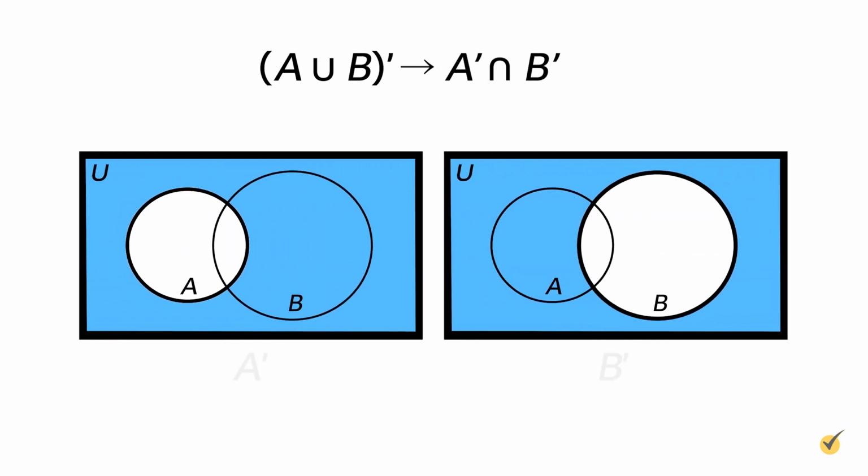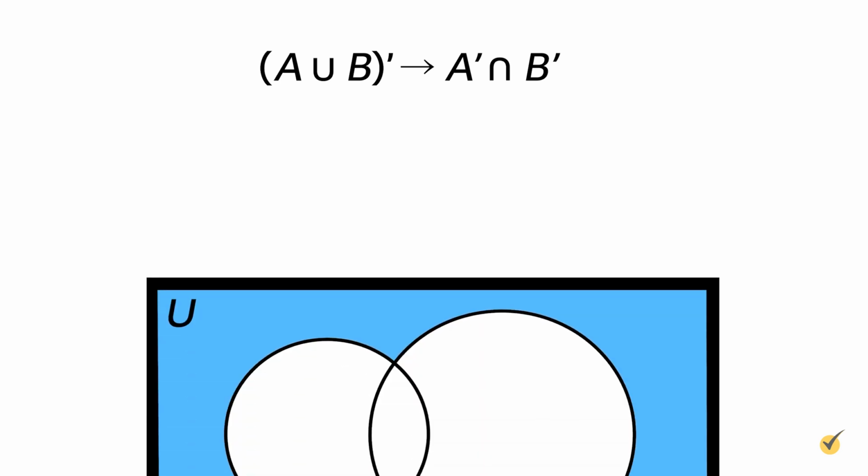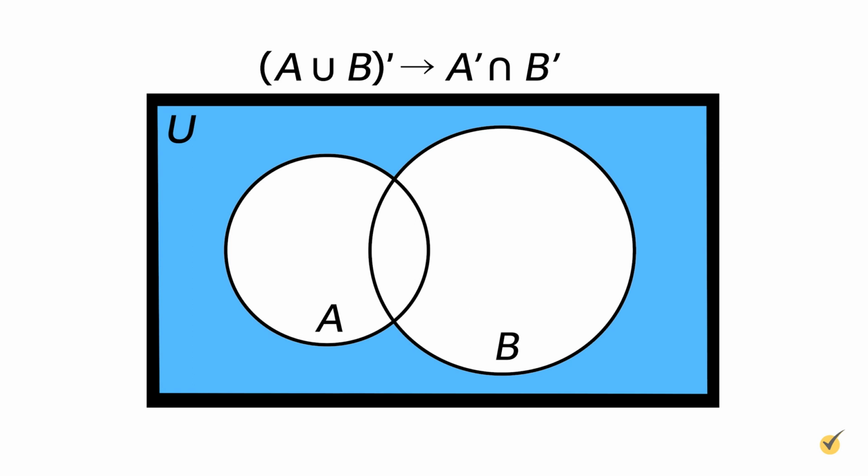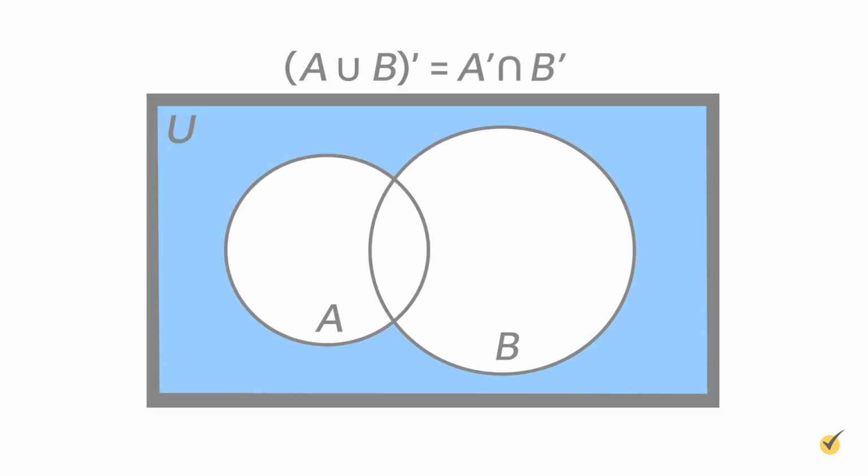Let's check this with a Venn diagram. Once again, A complement is everything outside of A, and B complement is everything outside of B. The intersection of these areas is only what is counted in both of them, which is the area completely outside of A and B. As we said a moment ago, this area can also be called the complement of A union B. By this, we have verified De Morgan's law that the complement of A union B is equal to A complement intersect B complement.